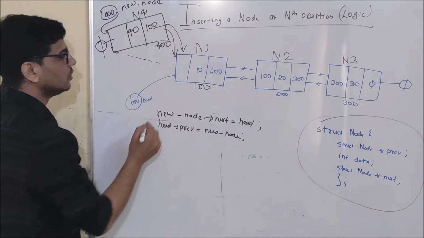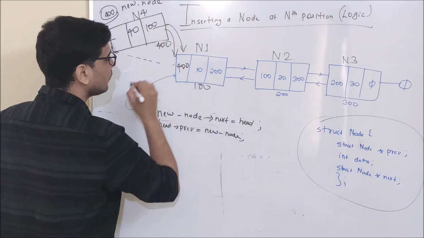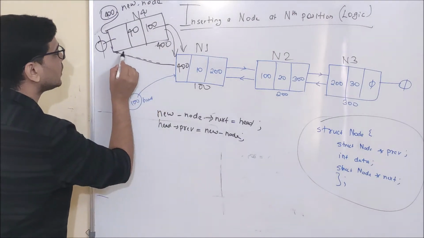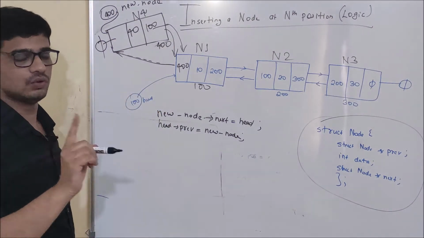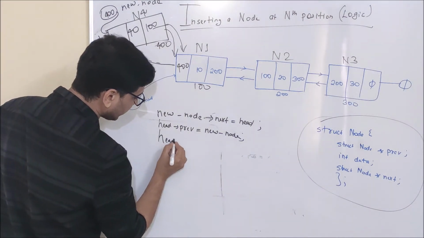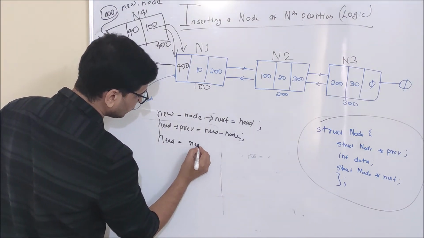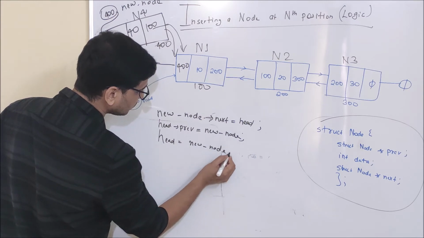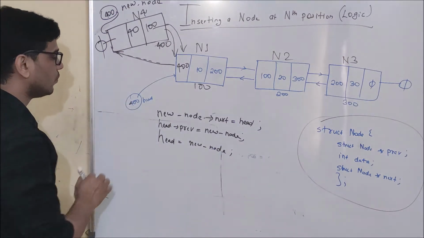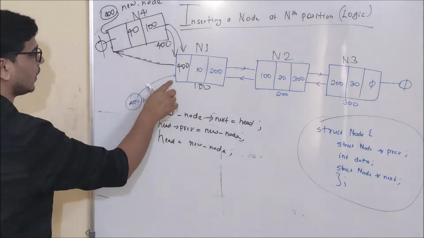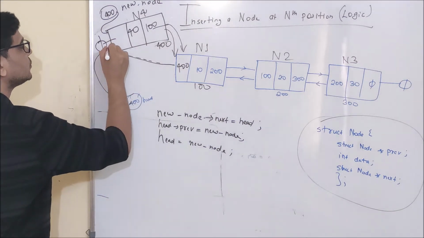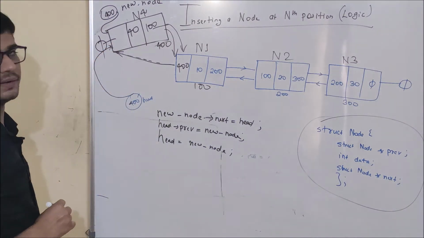And what is the new node? In new node we have 400. So basically this node will start to point to node 4, that is node 1. And in the next line what will we do? We will update head. Head is equal to new node. So what is going to happen here? In head we will put 400, and what does it mean? This link will be broken and head will start to point to node 4.